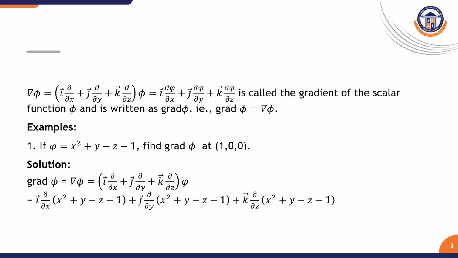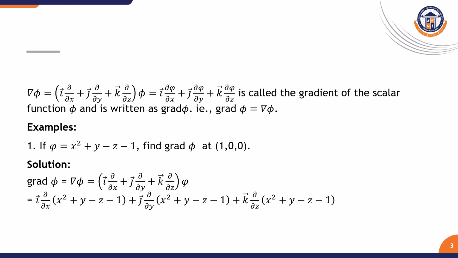The first one is, if phi is equal to x square plus y minus z minus 1, we are going to find grad phi, but here one particular point is given. First we are going to find del phi: i vector ∂/∂x plus j vector ∂/∂y plus k vector ∂/∂z of the given scalar point function phi.